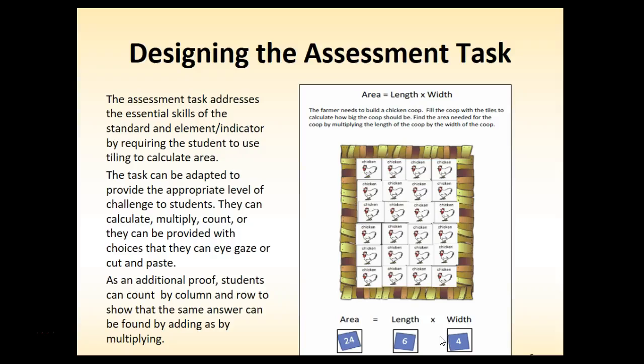I think that's great. And so that is how you unpack the standards. The same would be true in ELA. Determine the main idea of an informational text. It would be quite the same.